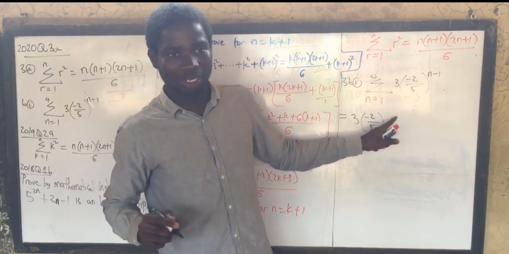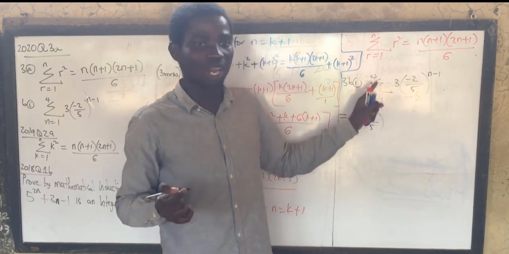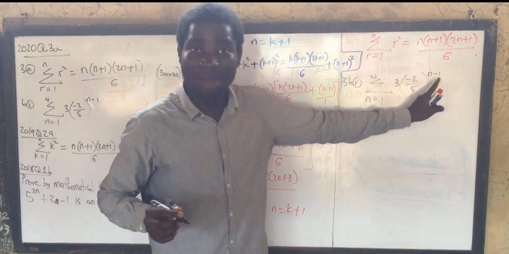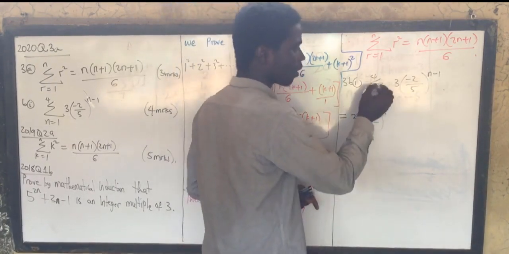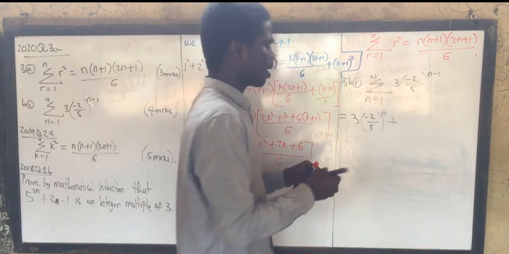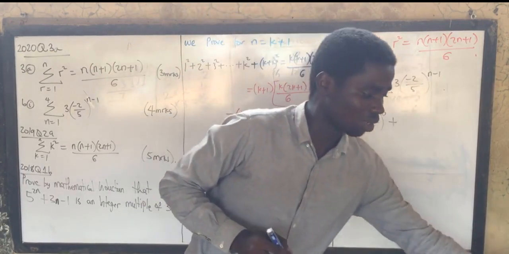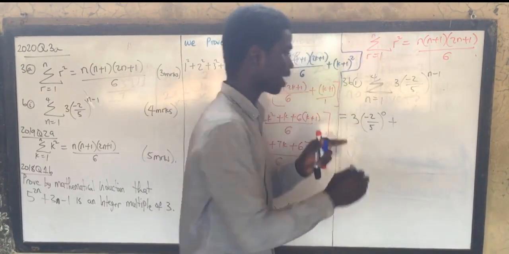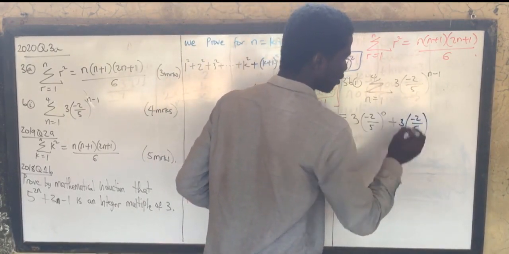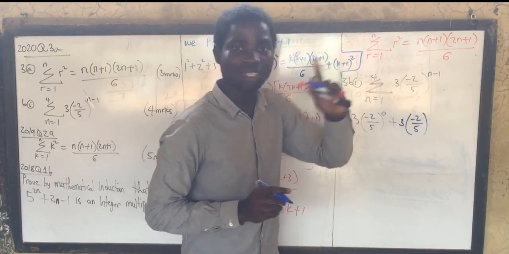So n is 1. That means you do when n is 1, when n is 2, when n is 3, and when n is 4. You start from 1 and end at 4. So when n is 1, put 1 there. 1 minus 1 is 0. So this is 0. Don't forget it's summation. Summation means add the next number. You will be adding what is in front here. You have 3 times minus 2 over 5 raised to power. Now I've done for n equal 1. Do 2. 2 minus 1 is 1.